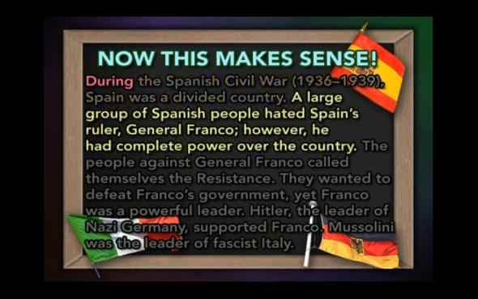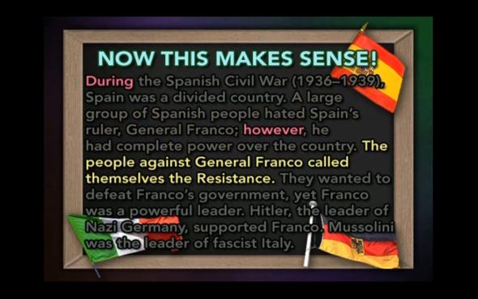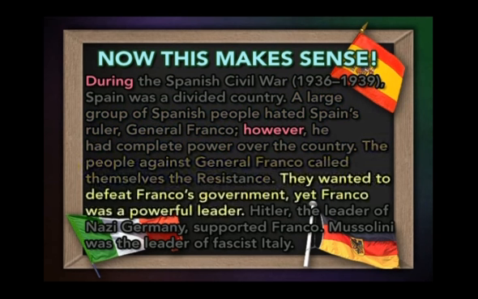A large group of Spanish people hated Spain's ruler, General Franco. However, he had complete power over the country. The however shows contrast. They hated him, but he had complete power. So I've shown the relationship between those two. The people against General Franco called themselves the Resistance. They wanted to defeat Franco's government, yet Franco was a powerful leader. Again, I'm showing the relationship with yet.